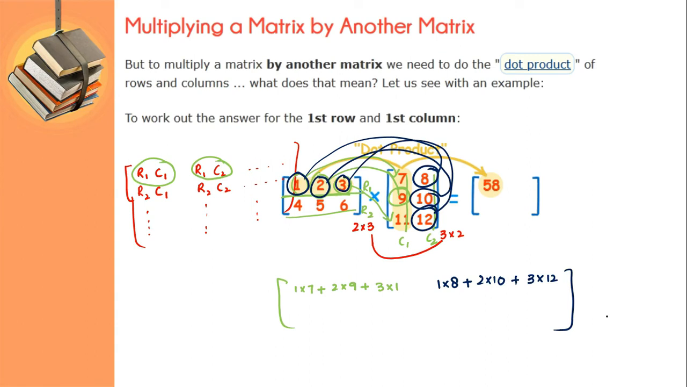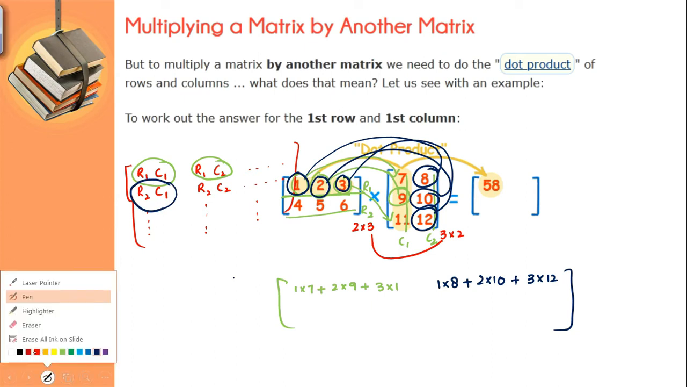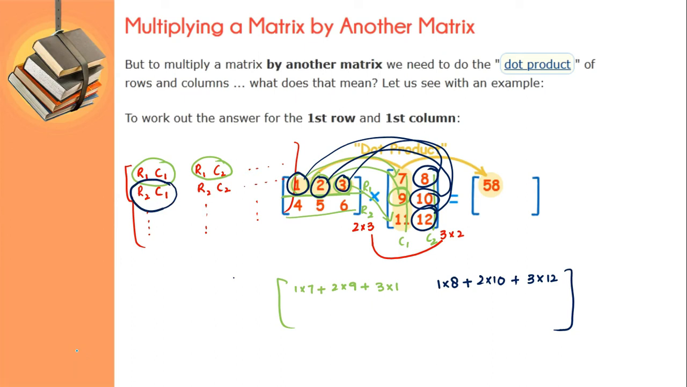Now we will come to the second row. In the second row, we have second row and first column. So here we will multiply second row and first column. Second row, first element, multiplied with the first element here. So it's 4 multiplied by 7, then a plus sign, 5 multiplied by 9, again a plus sign, 6 multiplied by 11.